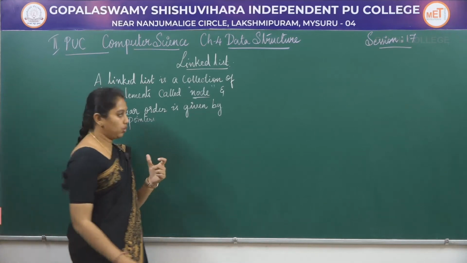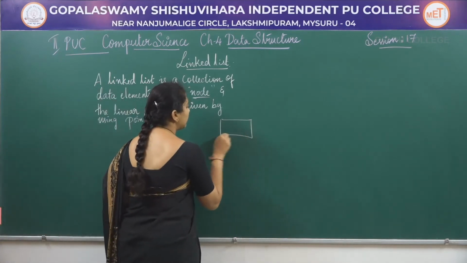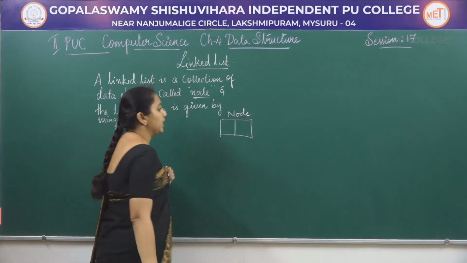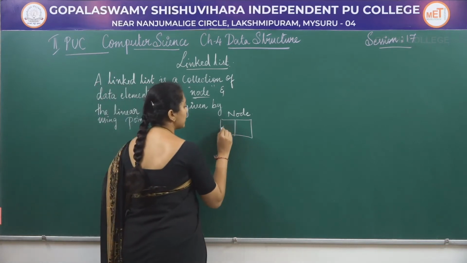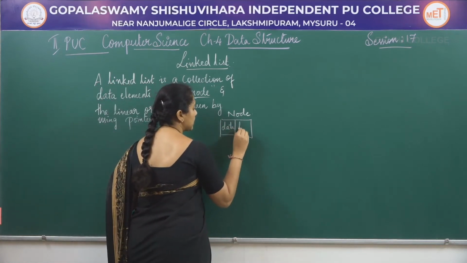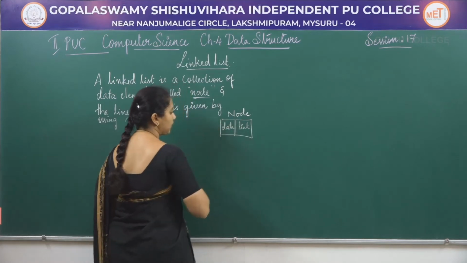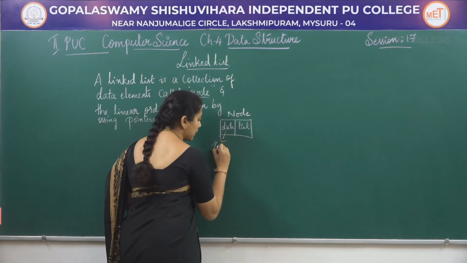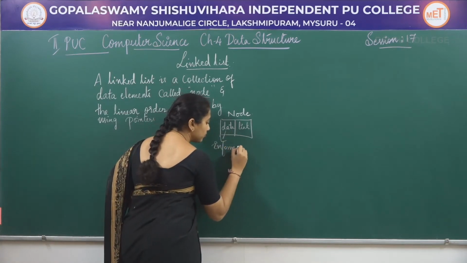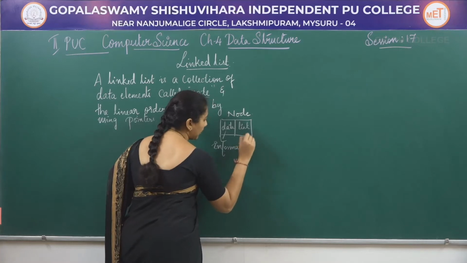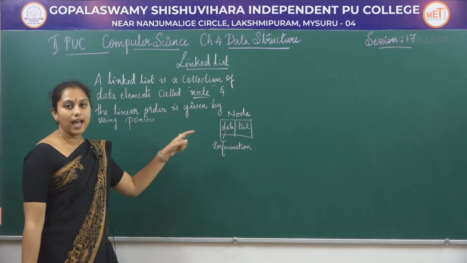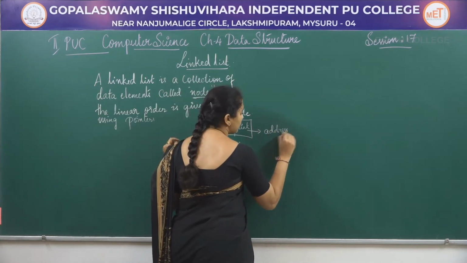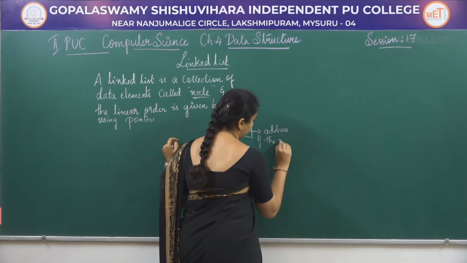So what is a node? A node contains two parts. This is called a node, which contains two parts. This is the data part and this is the link part. The data part contains the information and the link part contains the address of the next node.